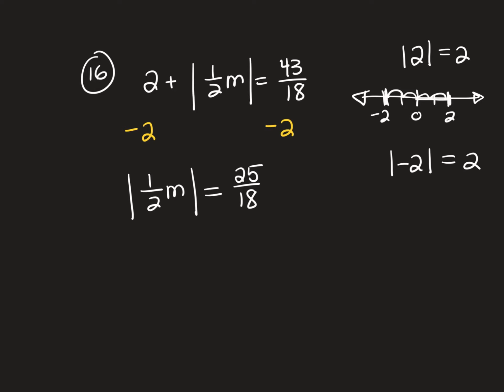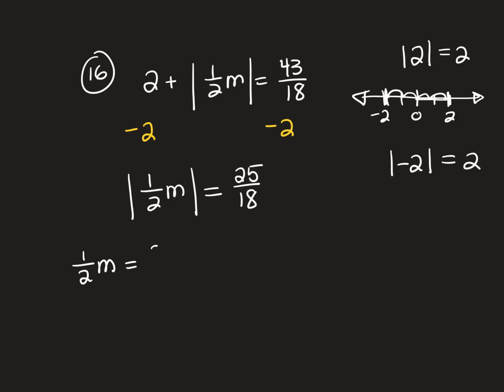Now that I've got it down to the absolute value, I'm going to think about the fact that there's actually two possible numbers that could have given me that value. And here's how I set this up. I'm just going to take that 1/2 m, and it's sort of like when you solve a quadratic. When you solved quadratics, you had like x squared equals 4. You knew that when you took the square root of both sides, you could get a positive result or a negative result. It's kind of the same thing here.